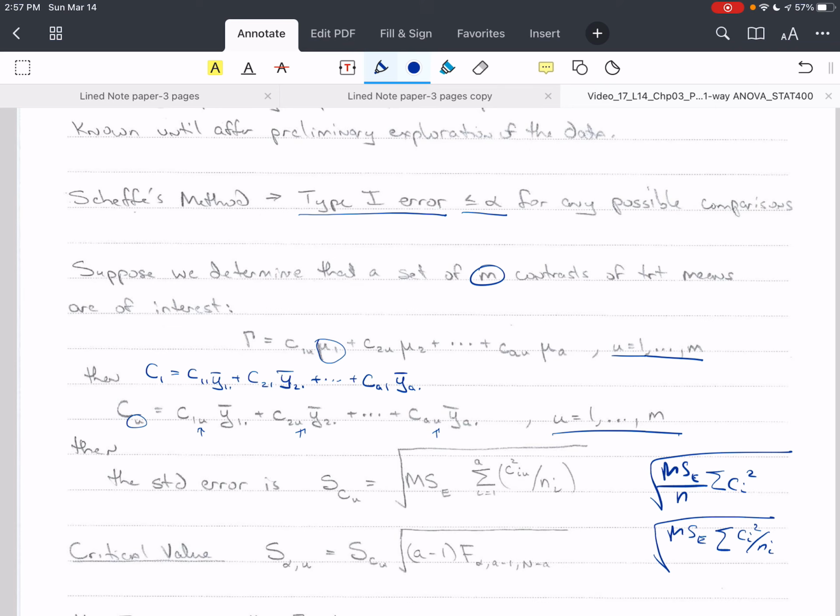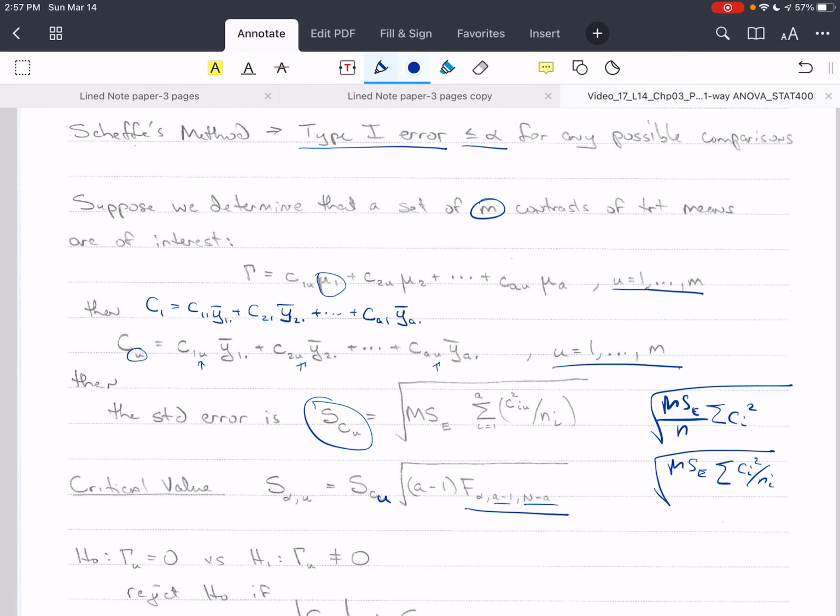And then the critical value is going to be the standard error, S sub C sub u, times the square root of A minus 1 times an F statistic, F sub alpha with A minus 1 degrees of freedom in the numerator and N minus A in the denominator. So we don't need a special table for S sub alpha u. We calculate it using S sub C sub u, which we can calculate from the data, and then the square root of A minus 1 times this F statistic, which we can look up from the F table.